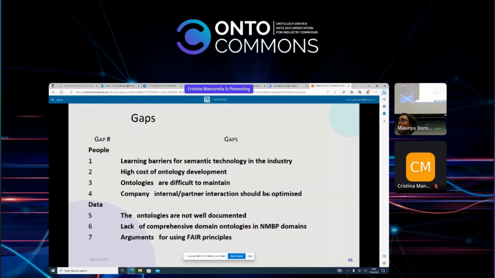So the gaps that we found were the learning barriers perceived at the moment to learn all of this semantic technology in industry, which are very high, because people struggle to find trained persons that know about data, how to manage all ontologies and taxonomies and whatnot. Also, there are very high costs in ontology development, also derived from these learning barriers. So if you need a lot of time to train somebody to develop an ontology, then this is going to incur very high costs. And ontologies are still difficult to maintain.